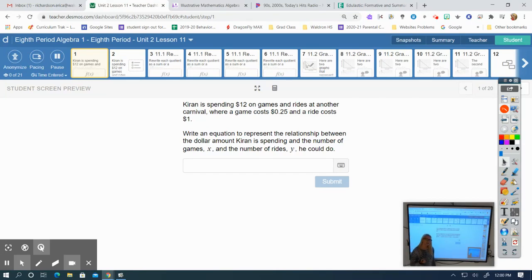Guys, I wanted to go over this lesson with you for a little bit. So this question was your exit question for lesson 10.